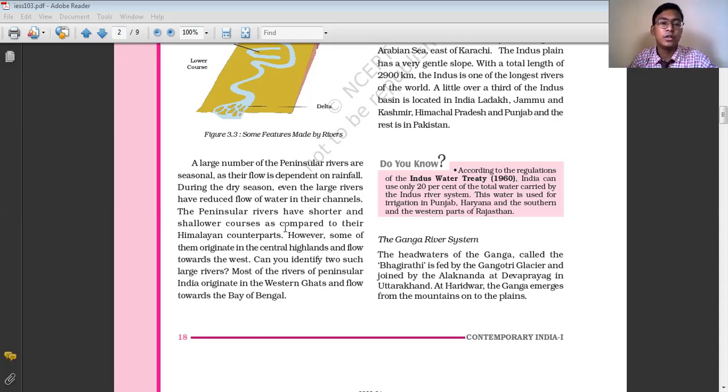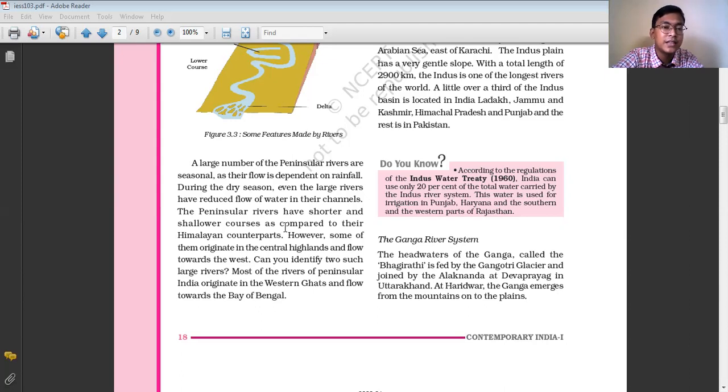Now, one thing to be noted, just keep one thing in mind: most of the peninsular rivers drain into the Bay of Bengal. The only exceptions are the Narmada and the Tapi, the most important peninsular rivers.